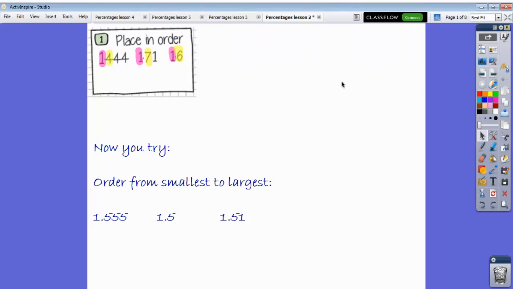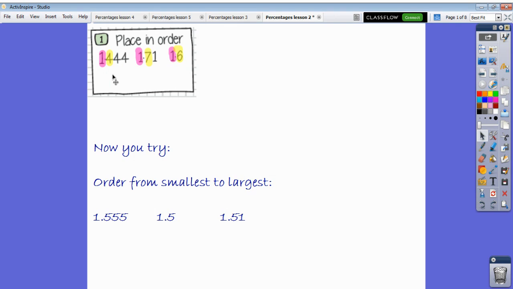Looking at some click sticky knowledge, and we'll be looking at place value. So these numbers here, it says place in order. When you do the quiz, place in order from smallest to largest. You will see that when we are ordering numbers, we always start with the biggest column to compare the numbers and then work our way down.